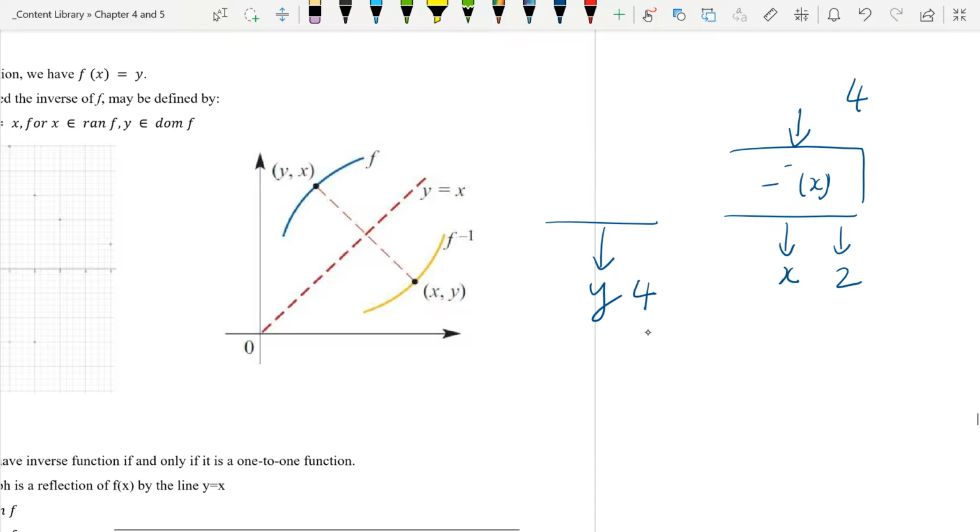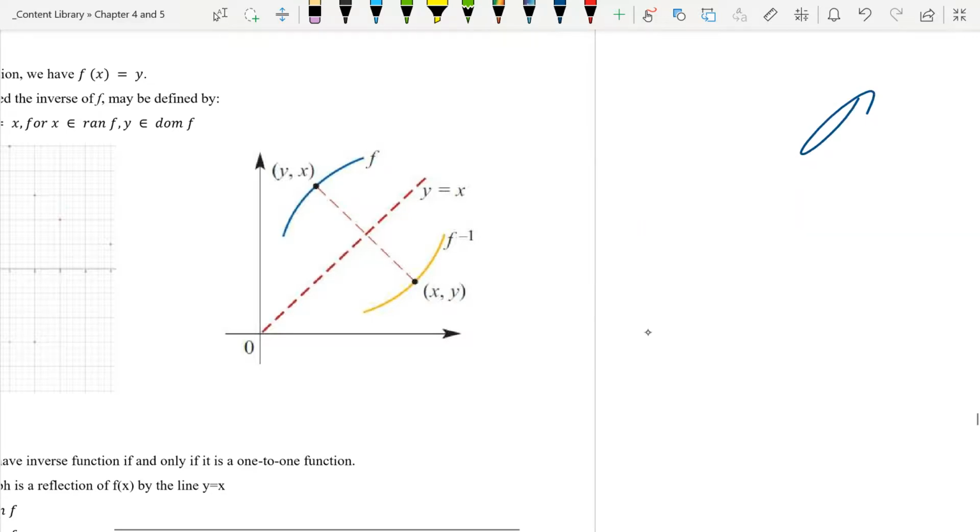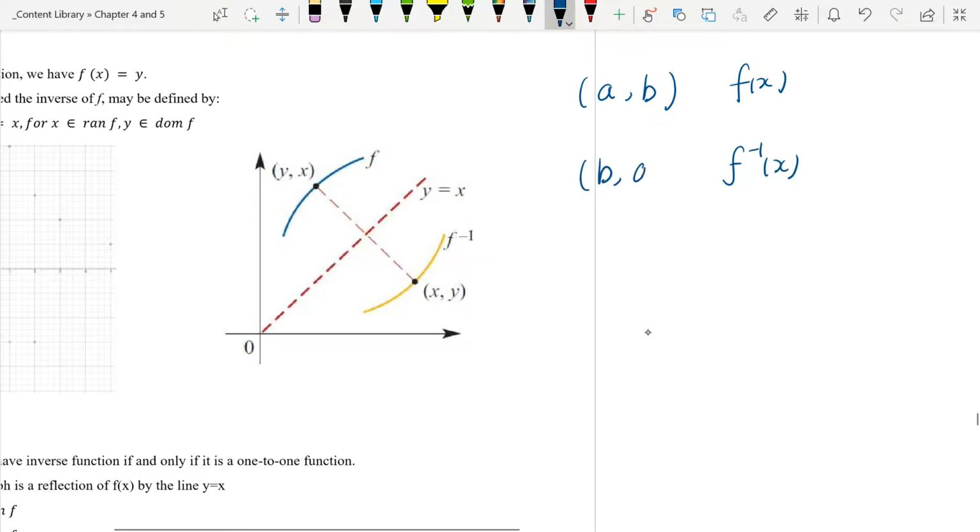So that's a really basic understanding of it. You put the y value in, you get x out. So think about the coordinates. If I have (a, b) in my f(x) function, in the inverse function what I should have is (b, a). You put the y value in, you get the x value out. So your y becomes your x, and your x becomes your y. You can think in that way. So (b, a) will be the inverse function's coordinates.